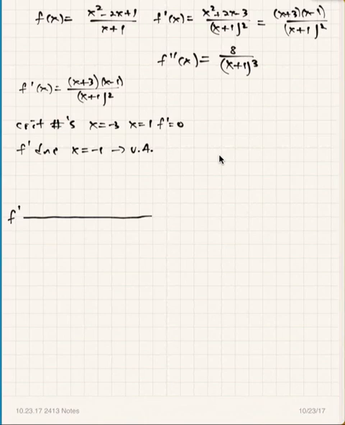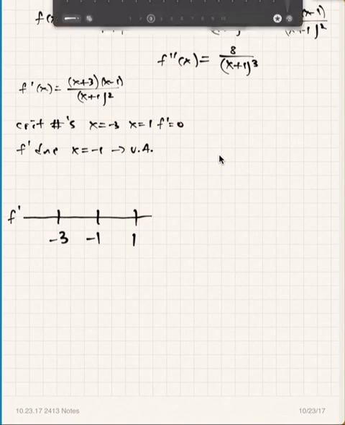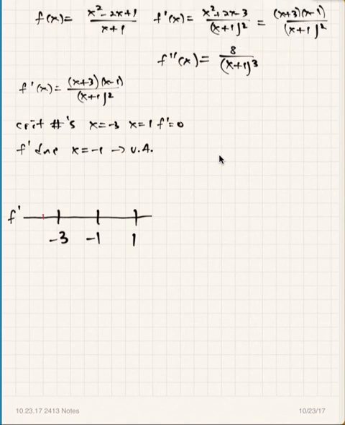So we look at the signs of our derivative. We put all of our critical numbers on here. So you have -3. We're going to include -1 and 1. And so the test values inside those intervals would be x equals -4, x equals -2, x equals 0, and then finally x equals 2.